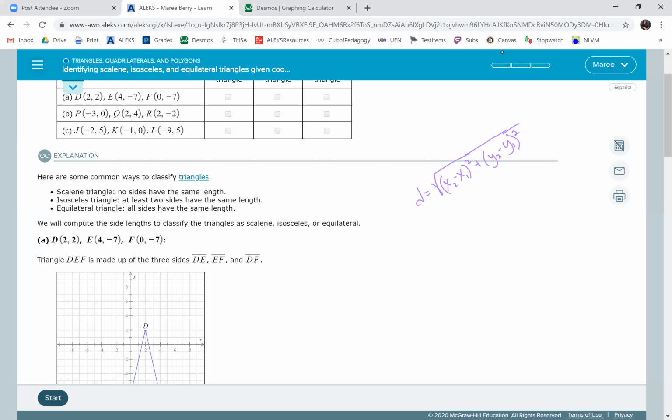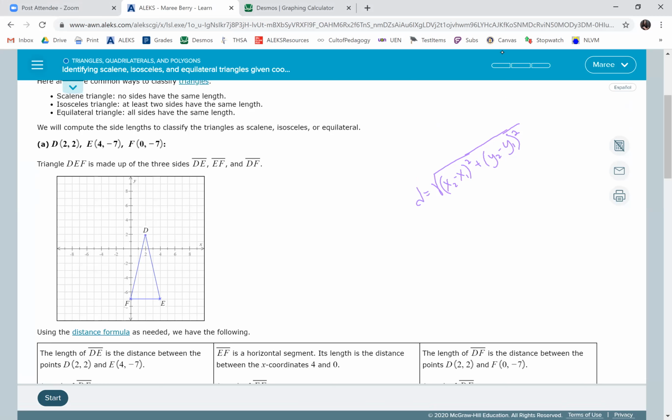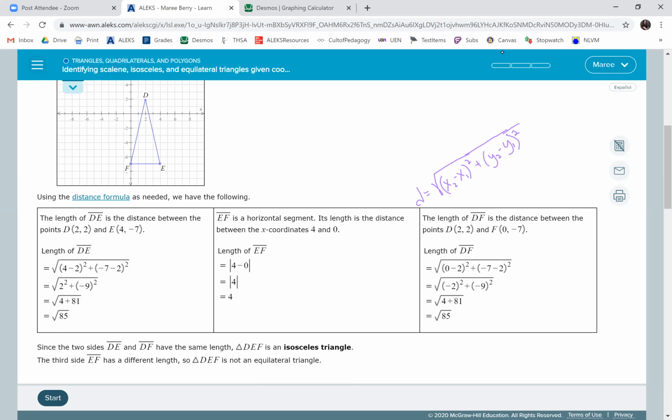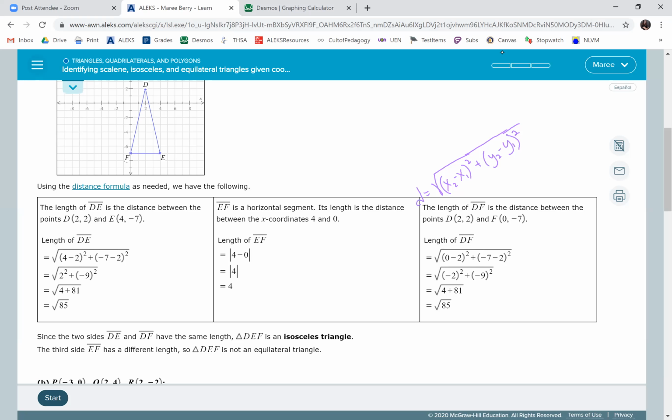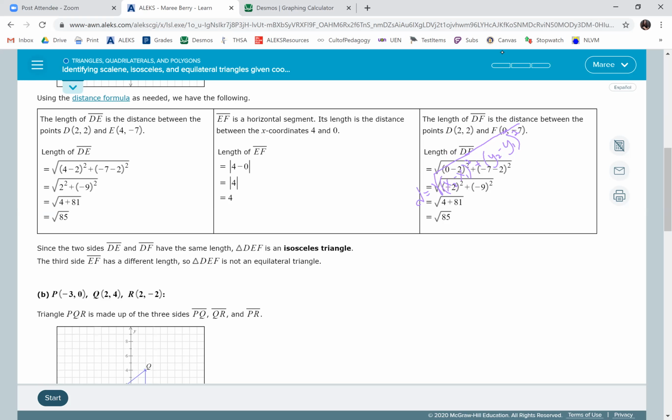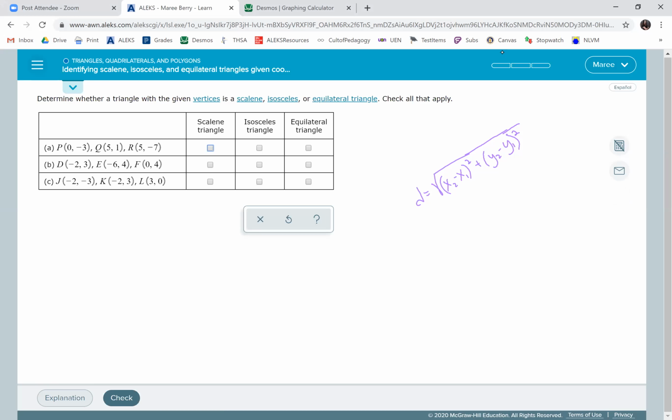So this is the equation you're going to want to use. They graph it, but I don't think they're going to give us a graph. So here's the square root of 85 for those two. EF was 4, and DF was the square root of 85. Since there are 2 sides that are the same length, it's isosceles. If you have all 3 sides the same, don't forget, you want to click both isosceles and equilateral. So let us begin the lesson, and we're going to just use this formula every time.